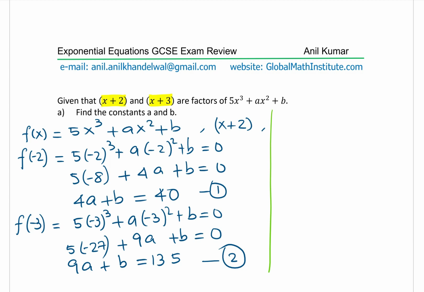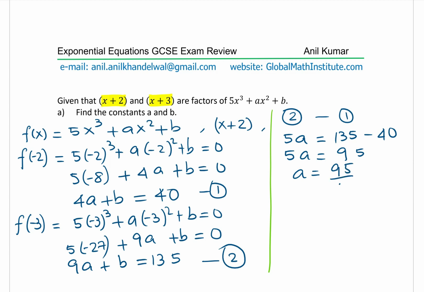Now from these two equations, if I do equation 2, take away equation 1, what do I get? 9a take away 4a is 5a, and b minus b is 0, that is why I did it. We get 135 minus 40. So that is 5a is equal to 95, right? So a is equal to 95 divided by 5, which is what? 19. So we get the value of a, let's call this equation 3, as 19.